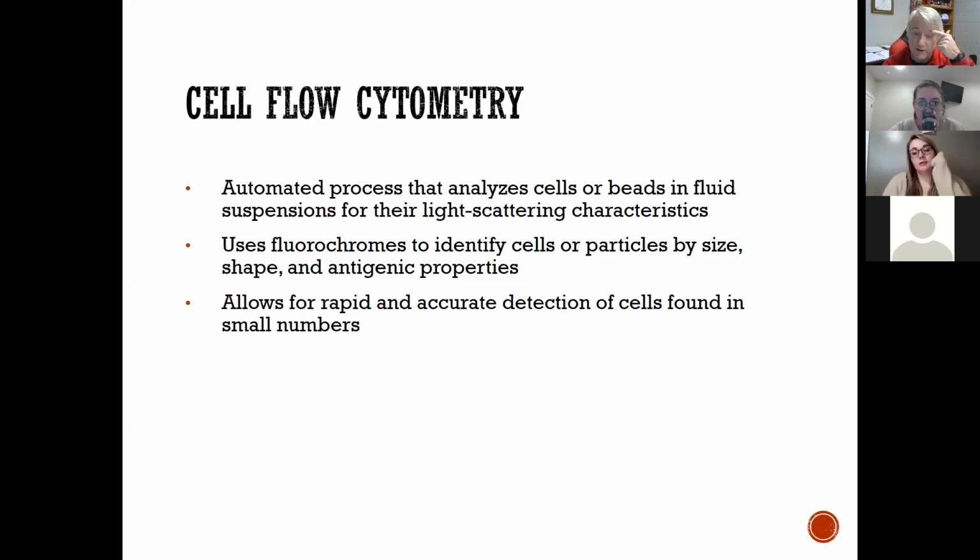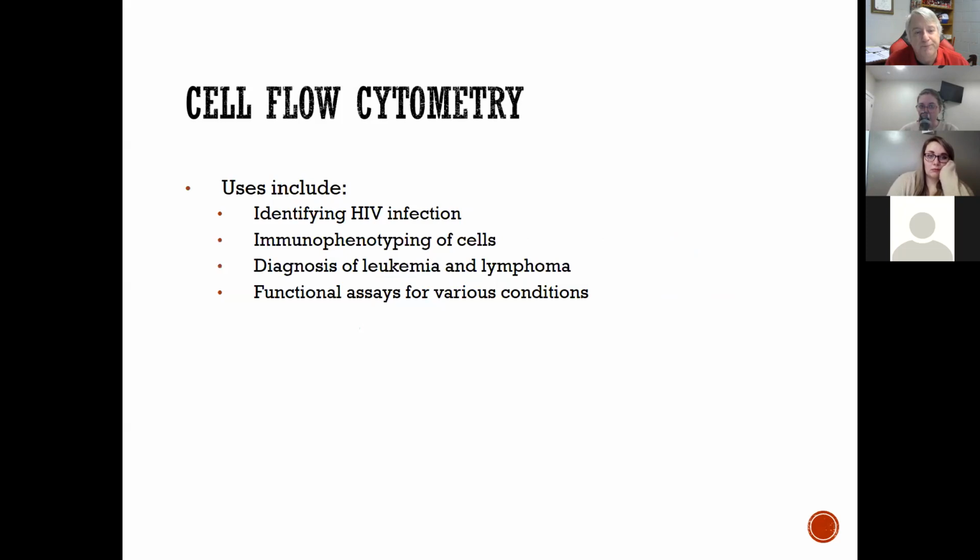We look for that distinct differentiation on the surface of the cell, and that allows us to make, if you want to call it, the ID of the different leukemias. So it is rapid, it is accurate, and it finds cells in small numbers. So you think about a white blood cell count of, what, 10,000 per cubic millimeter of blood, something like that. So we don't have to have millions of these cells.